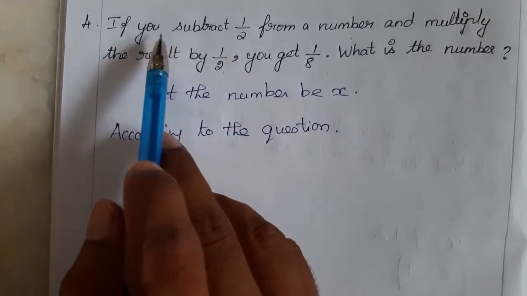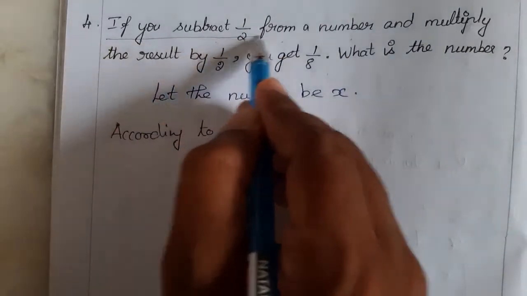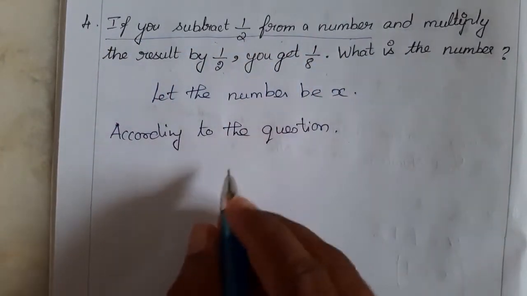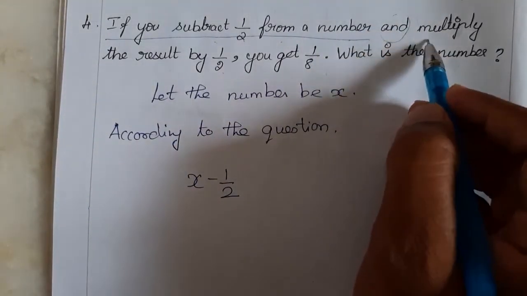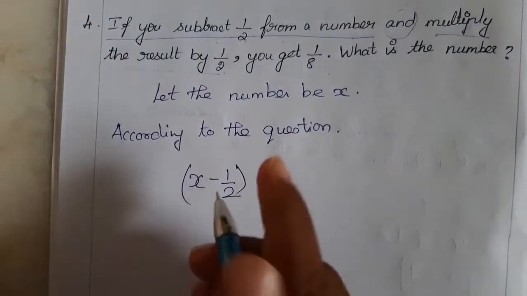the condition is: if you subtract half from a number. So we have to subtract half from the number we consider as x. So x minus 1/2 we are going to subtract, and multiply the result by 1/2. After subtracting we will get some result, so let me put it in a bracket.